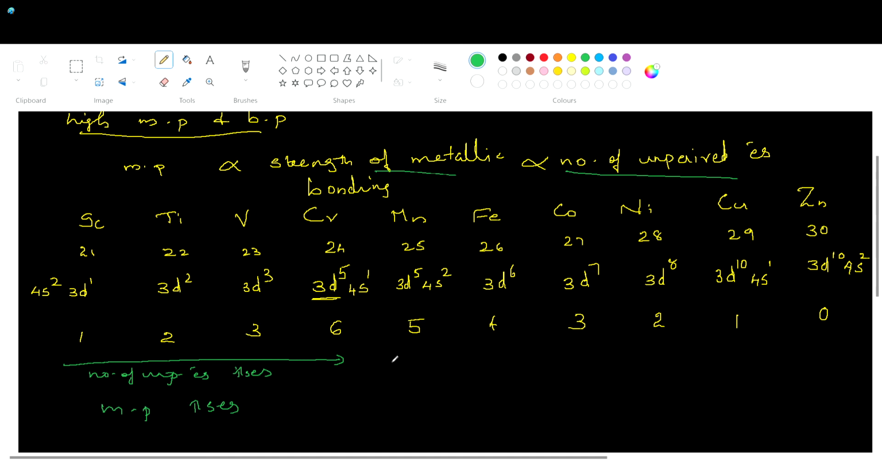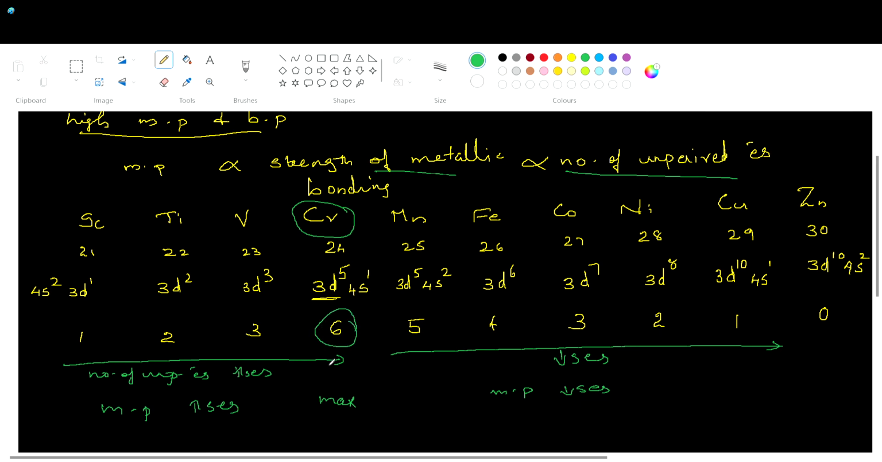And from chromium towards the right end, what happens to the number of unpaired electrons? It decreases, hence metallic bonding becomes weaker, hence melting point also decreases. Melting point initially increases and reaches a maximum value. The highest melting point corresponds to chromium. Why does chromium have the highest melting point? Because of the more number of unpaired electrons. It contains 6 unpaired electrons, so stronger metallic bonding; its melting point is maximum among the 3d transition series.